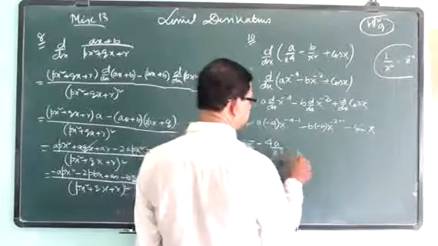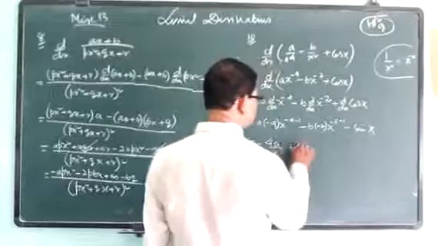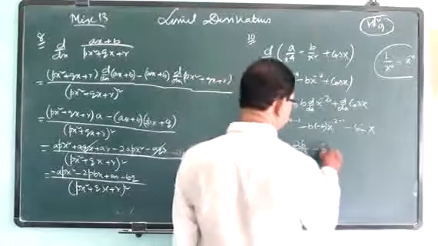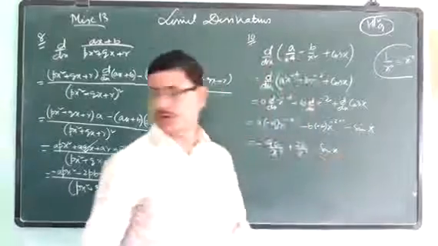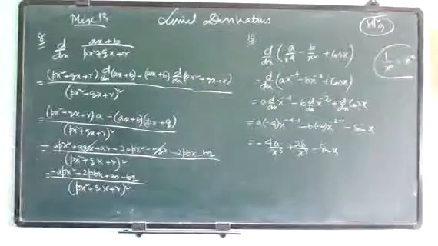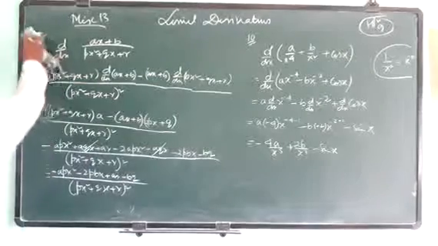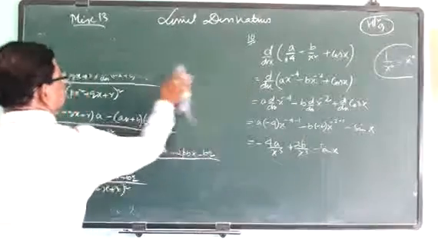x to the power minus 5. You can write this one. This is plus twice b x to the power minus 3, so it will be like that. So this is your answer of question number 10.